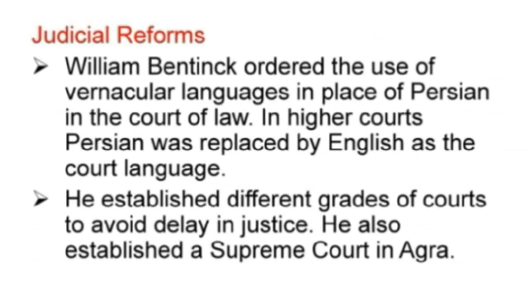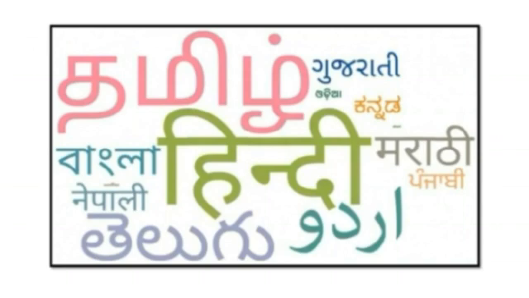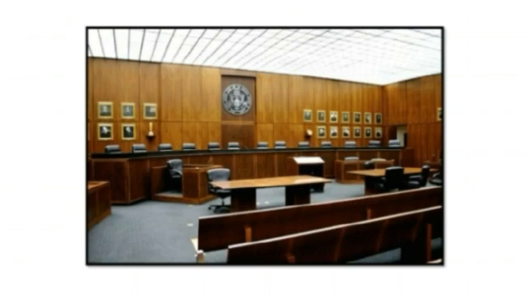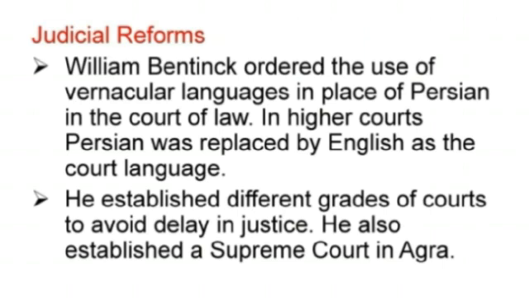Judicial reforms. Now we'll look into the judicial reforms which were made by William Bentinck. William Bentinck ordered the use of vernacular languages in place of Persian in the court of law. In higher courts, Persian was replaced by English as the court language. He established different grades of courts to avoid delay in justice. He also established a Supreme Court in Agra.